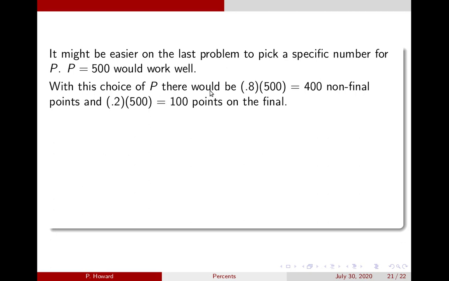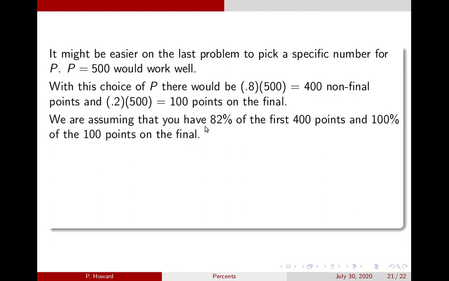Okay, with this choice of P, the number of non-final points would be 80% of 500. That's 0.8 times 500. So there are 400 non-final points available. And the number of points on the final is 20% of 500, or 0.2 times 500. That means 100 points available on the final. Okay, we're assuming that you have 82% of the 400 non-final points and 100% of the 100 points on the final.